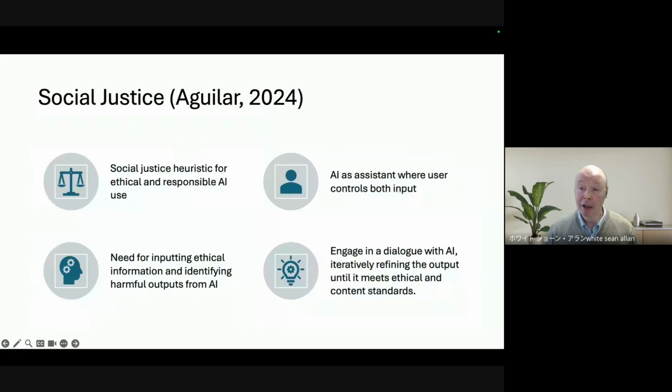Okay, I'm almost there. One more, just a paper by Aguiar. I think he's not so different from others, but he proposes a social justice heuristic for ethical and responsible AI use, and particularly the need to focus on both input and output, right? And ethical use overall through a dialogue with AI, iterative refinement until it meets ethical and content standards. So placing a certain standard on how we use AI in terms of ethics, which Professor Rafael, I think, will touch on next time.